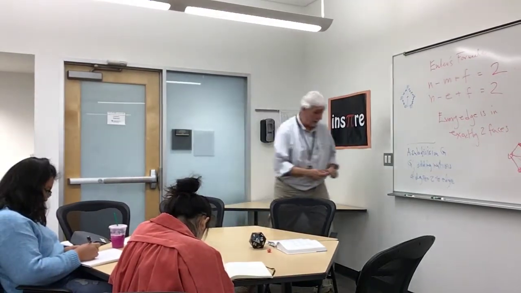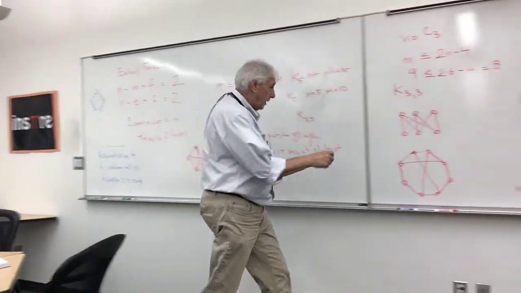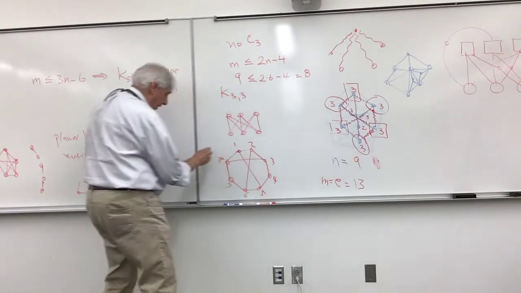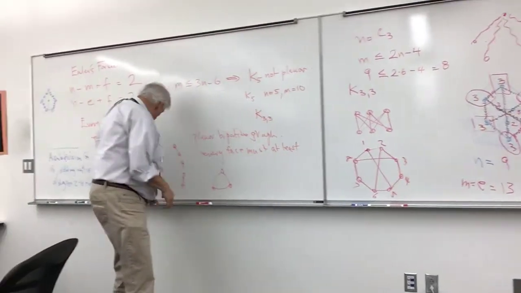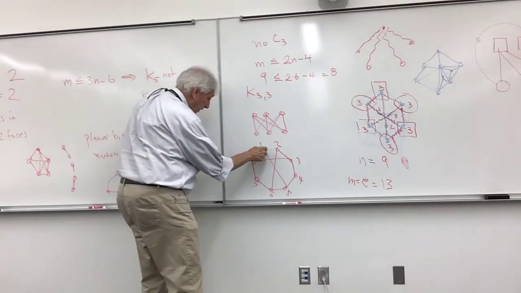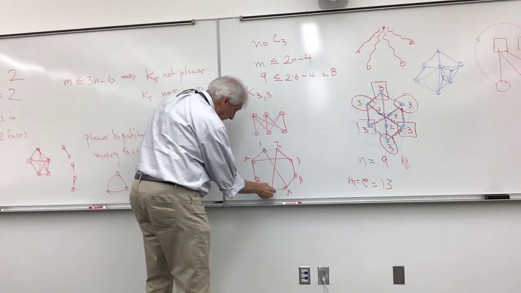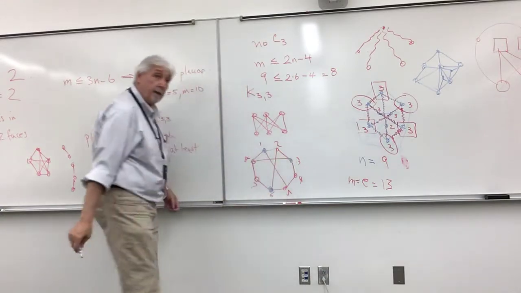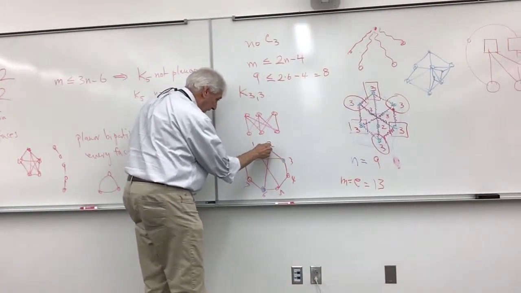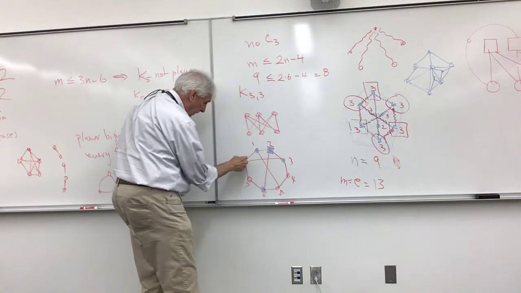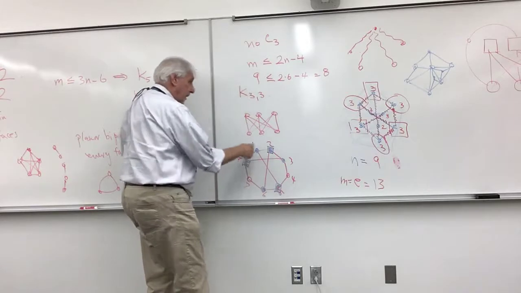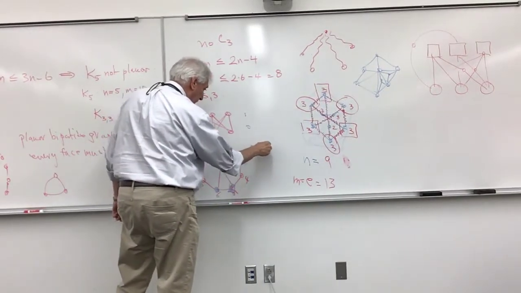Who's going to tell me, if I label them, what the two parts are? 1, 2, 3, 4, 5, 6, 7, 8. 1, 6, and 3? Yes. 2, 8, and 5. Sorry, let's make those squares. Now how many of the edges are there? Like 1, it's adjacent to 2, 8, and 5.